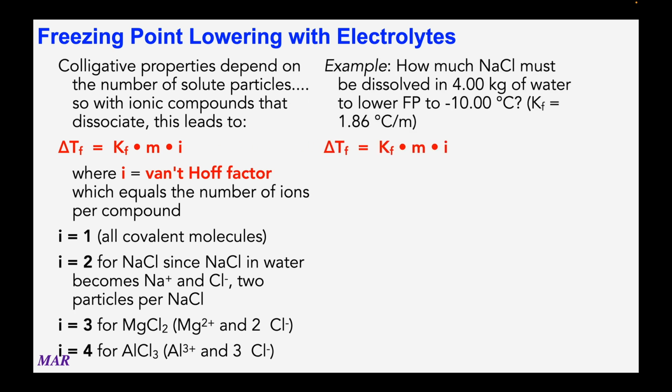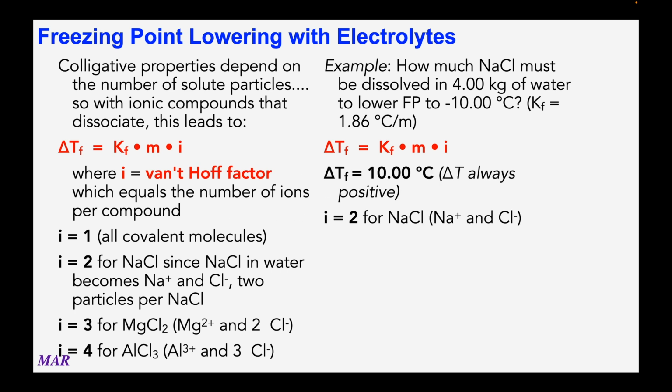Here's a question you might see. It says, how much sodium chloride do you have to dissolve in 4 kilograms of water to lower the freezing point to minus 10 degrees Celsius? And there's the Kf value again for it. So delta T equals K times m times i. Now, delta T is going to be the difference between pure solvent and the solution. I'm going to absolute value it. So 10 degrees lower would be a 10 degrees delta T positive. And so in this case then, delta T would just be 10.